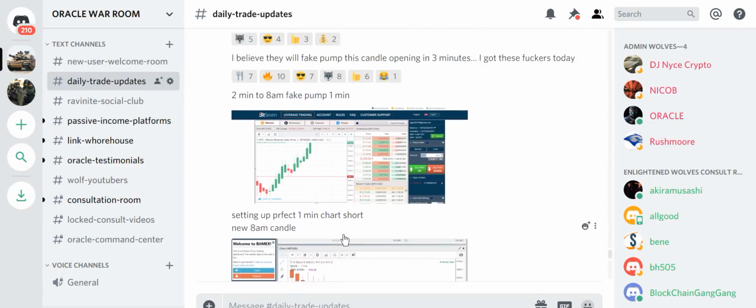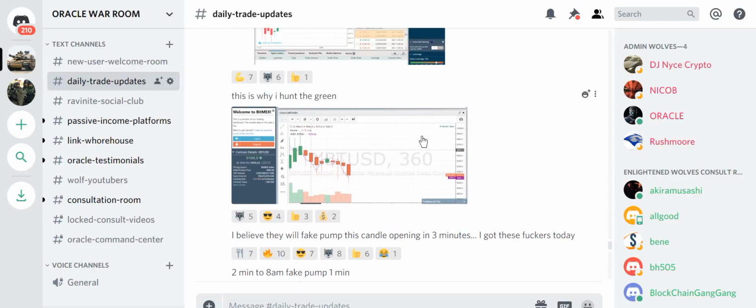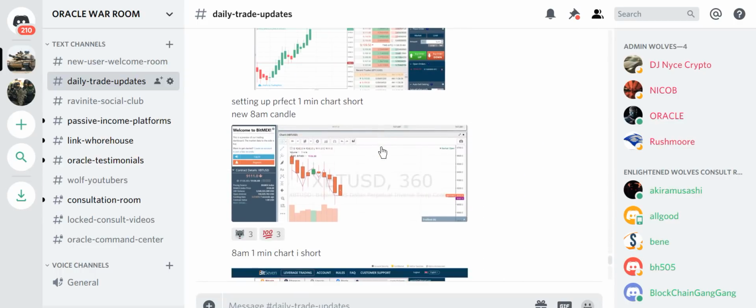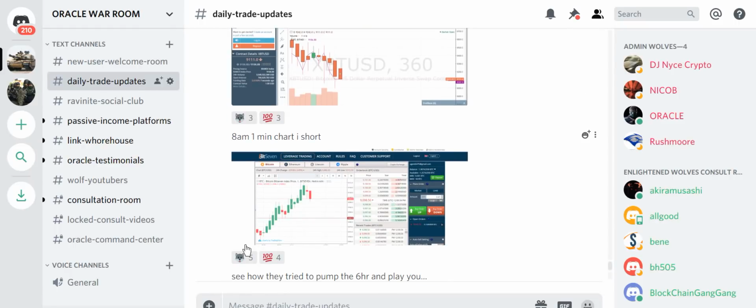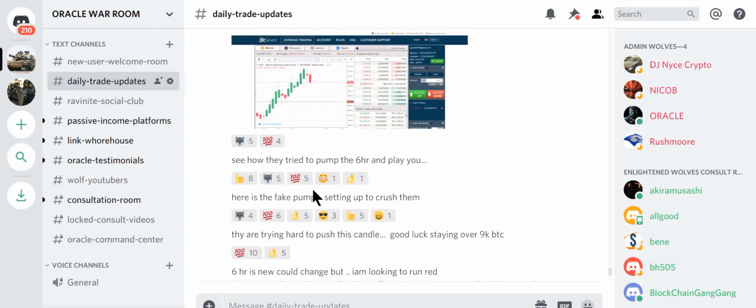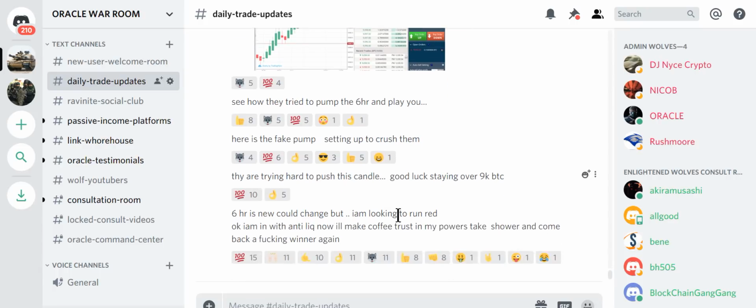And here was, look, here's where we were. And the new 8 hour candle, or 8 a.m. 6 hour candle. Boom! Blood red. See how they tried to pump the 6 hour right before it and play you? We don't fall for that. Here's the fake pump, setting up to crush them. They're trying hard to push this candle. Good luck, BTC, staying over 9. 6 hours, knew it could change, but I'm looking to run red.